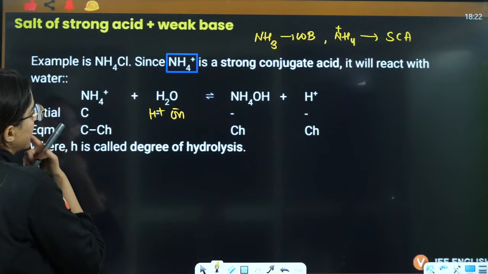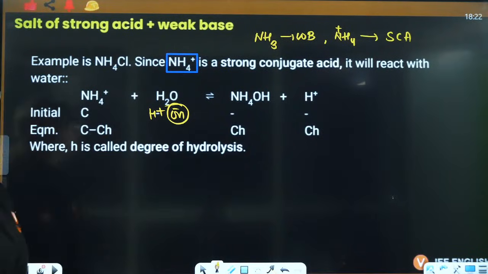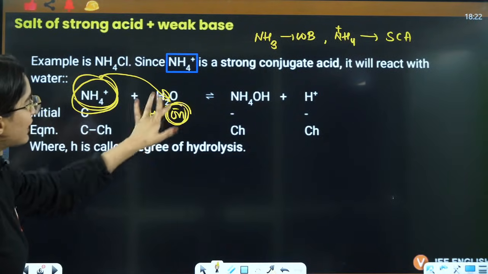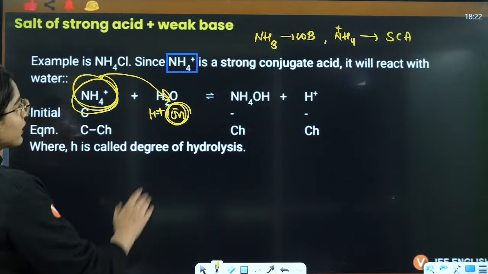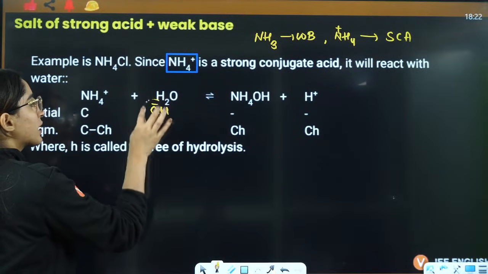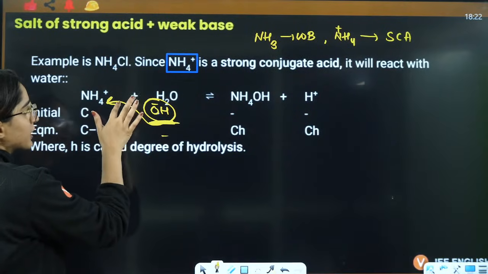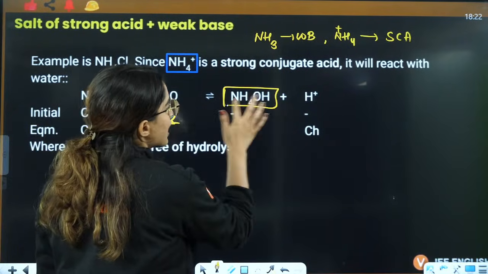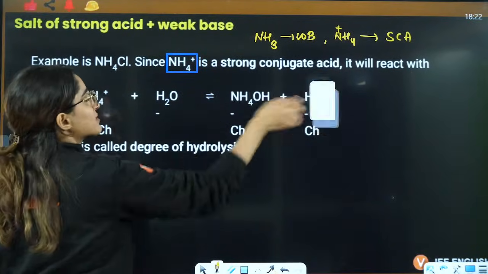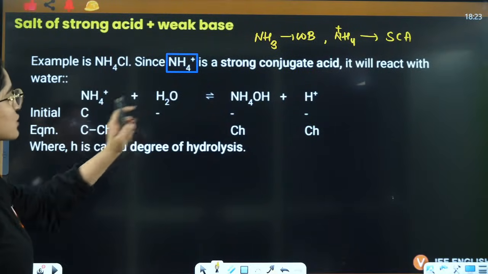NH4 positive is a cation, but it will react with the negative part of water. If it is a cation, it will always react with the negative part, right? So it is going to take OH negative and become NH4OH, and H positive will be released by water, because out of water you are accepting OH negative here. The cation is going to react with the anion of water, that is OH negative.